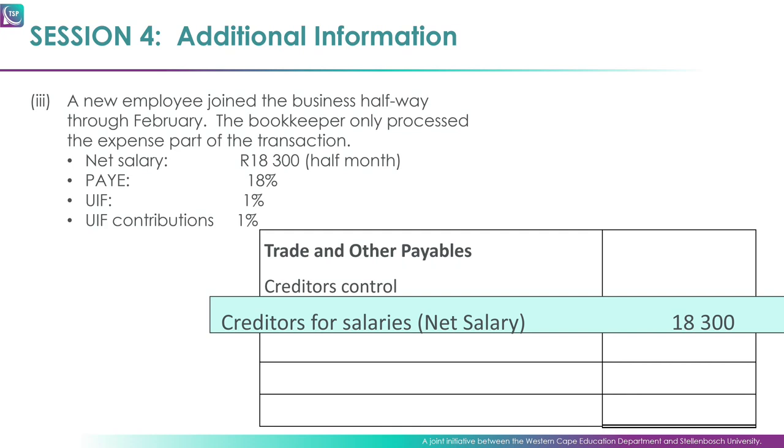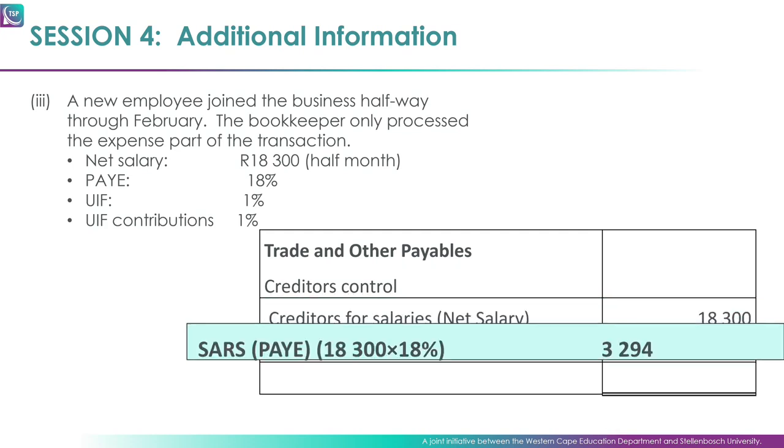The net salary after deductions, the gross minus deductions, is our net salary, and they are supposed to be paid 18,300 Rand. So again, it wasn't processed properly. We are just processing this payment properly. Okay, then that's our 18,300, which is given. And then we have our pay as you earn, which we had to calculate, which is going to be 18% of our net salary, 3294.